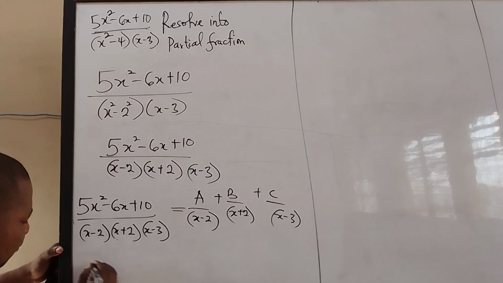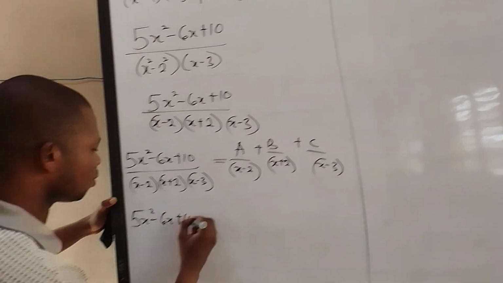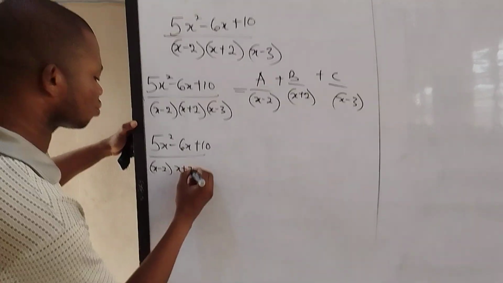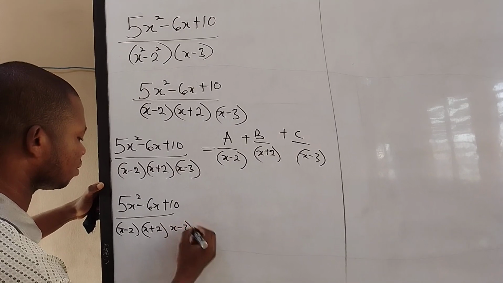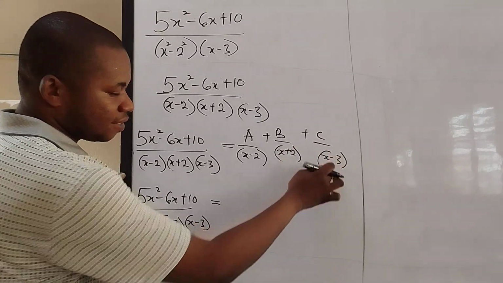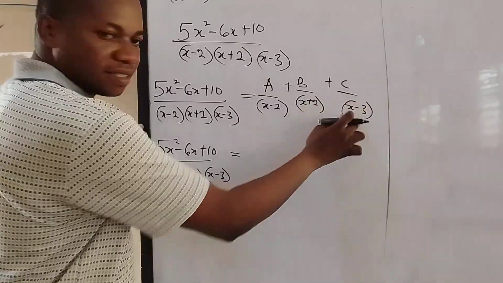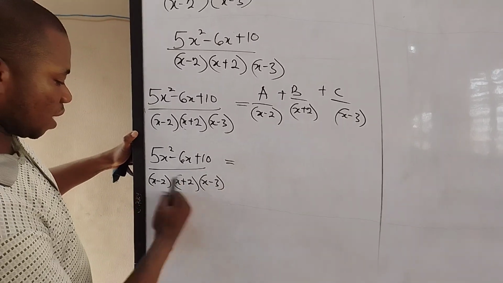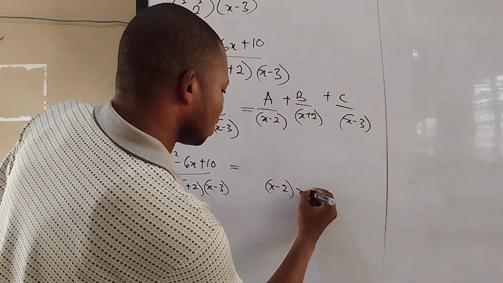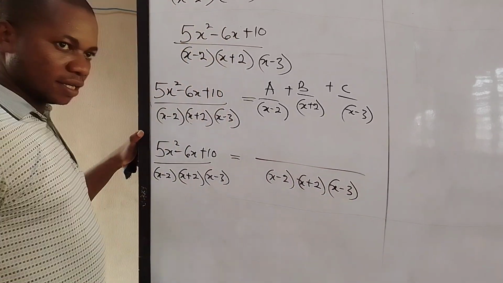So we have 5x squared minus 6x plus 10 all over x minus 2, x plus 2, and finally x minus 3 gives us, so we find the LCM of this, this, and this. The LCM is the product, that is to say this times this times this. So that will give us exactly what we have here, which is x minus 2 into x plus 2, and finally x minus 3. So that is the LCM.